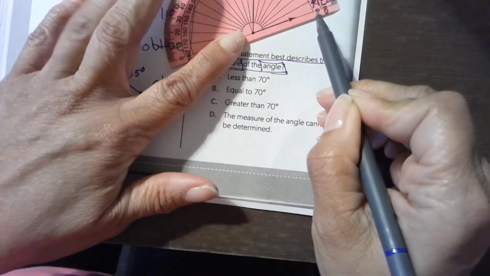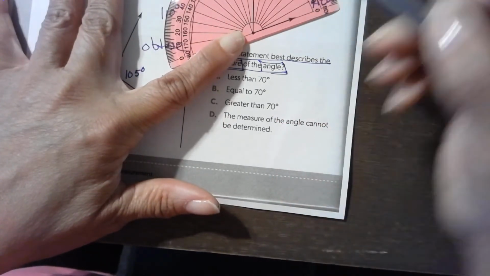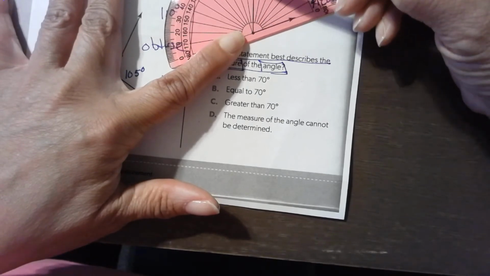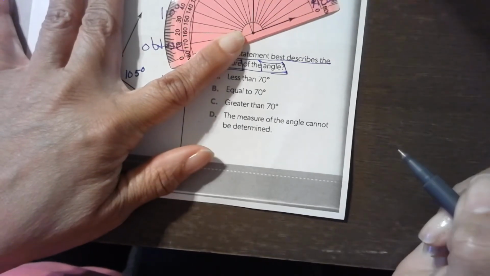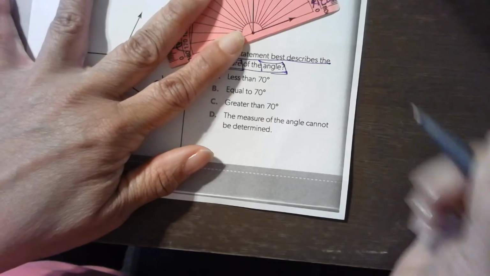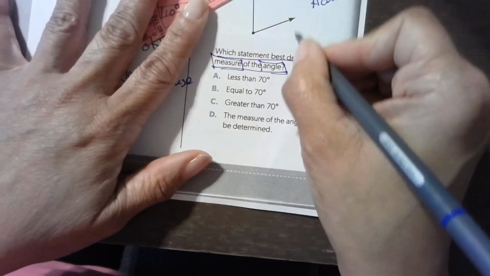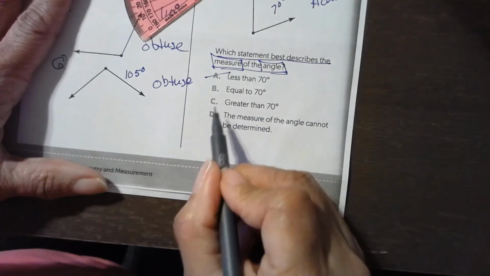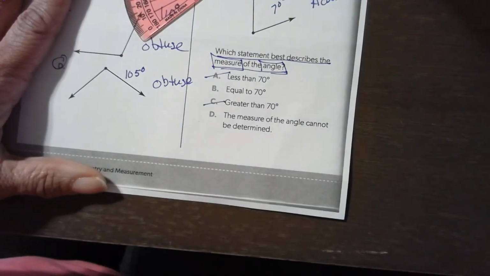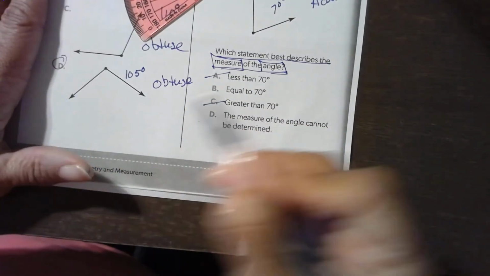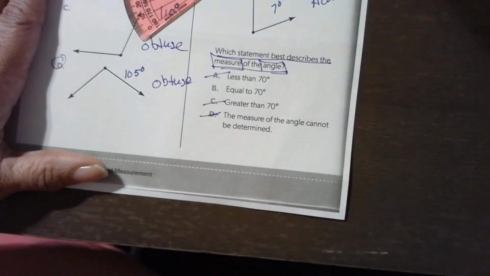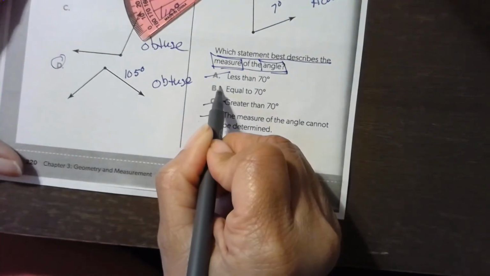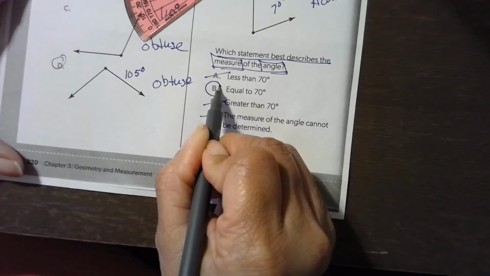Our base is going to 0. We're going to read the inside. It looks like it's exactly 70 degrees. So we know it's not less, we know it's not bigger, and we could determine it with our protractor. So we're going to take out D, so our correct answer is B.